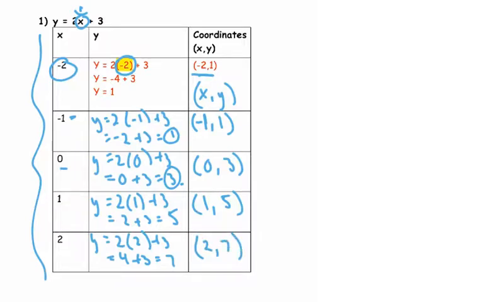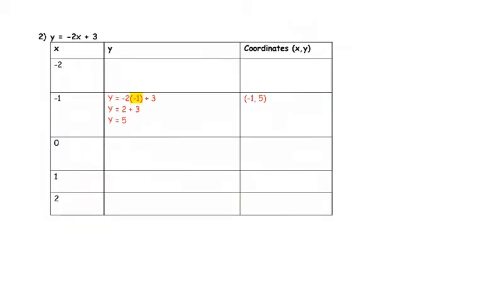So as you can see, it's basically just simple substitution. You do have to know your integer rules with negatives and positives, but for the most part, it's just putting your x into the equation where it needs to go, and then getting your points. Let's do the next one. Y equals -2x plus 3.